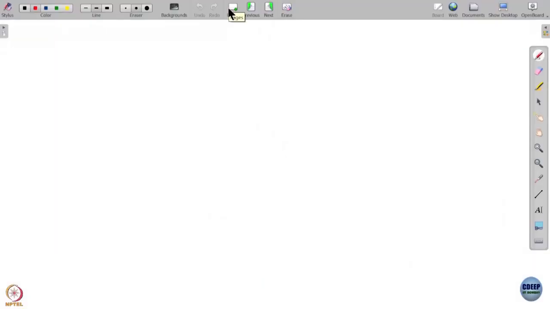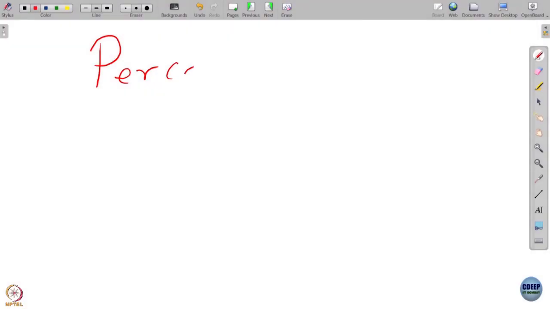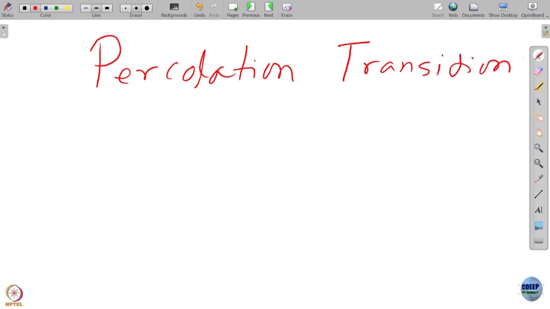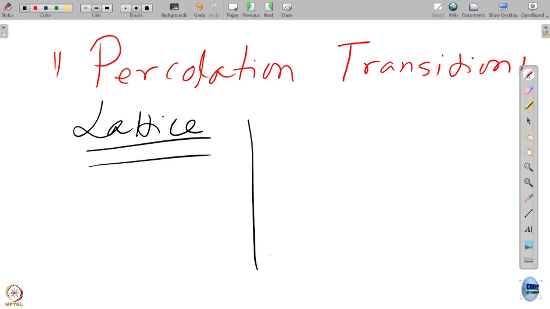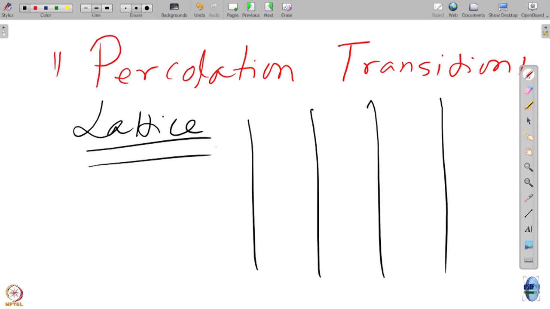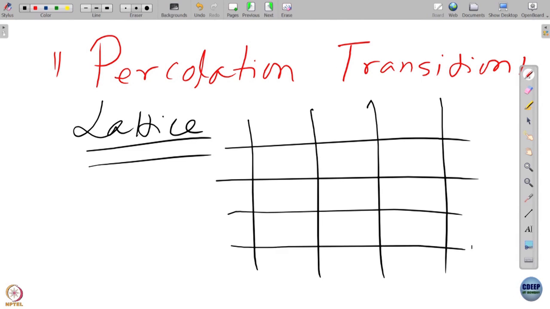But here I just want to bring to your attention this and one more transition which is very similar, and then I will describe a few quantitative aspects of that, which is percolation. You might have heard a lot about this. This is essentially the same as the sol-gel transition, but the difference is that the percolation transition is in solid state physics and we consider it almost always on a lattice. So basically you have a lattice. I will briefly describe what the percolation transition is, then one or two quantitative aspects.